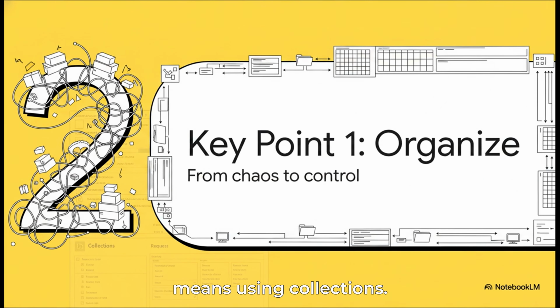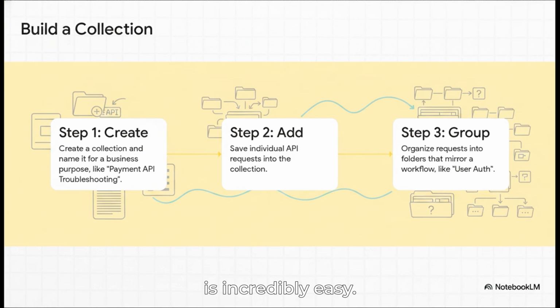In Postman, this means using collections. Now, don't just think of these as folders for your requests. They're way more powerful than that. Think of them like living executable playbooks for your APIs. And setting one up is incredibly easy. First, you just create a collection and give it a name that actually means something, like Payment API Troubleshooting. Then you start saving your individual requests into it.